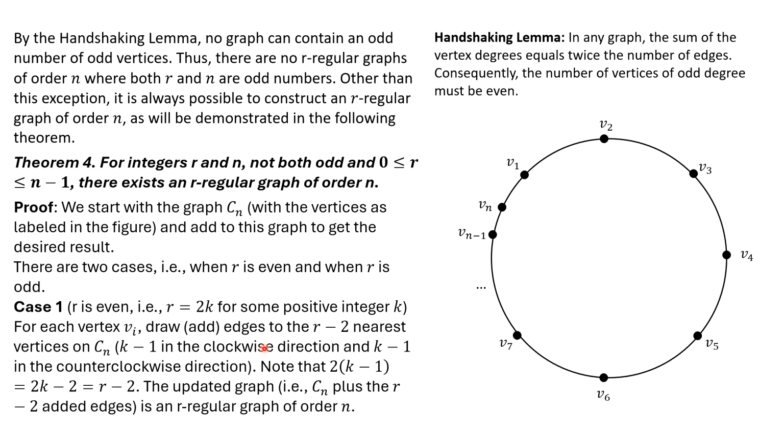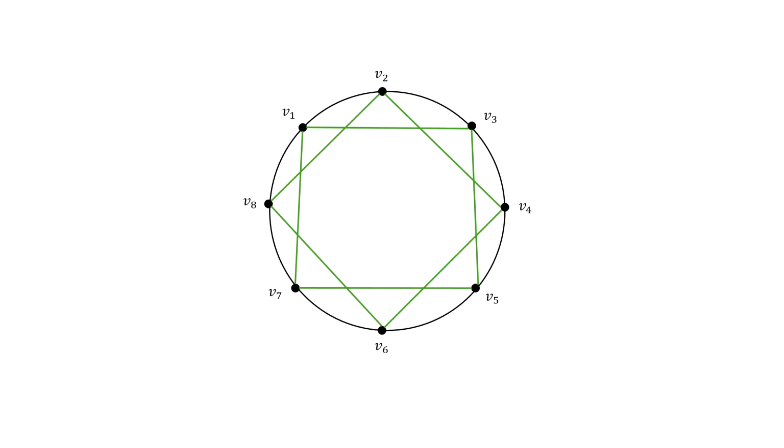I'll show you a specific construction for n equals 8 and r equals 4 on the next slide. On this slide I have the example n equals 8, r equals 4. We start with C sub 8, the cyclic graph of order 8, which is in black here.